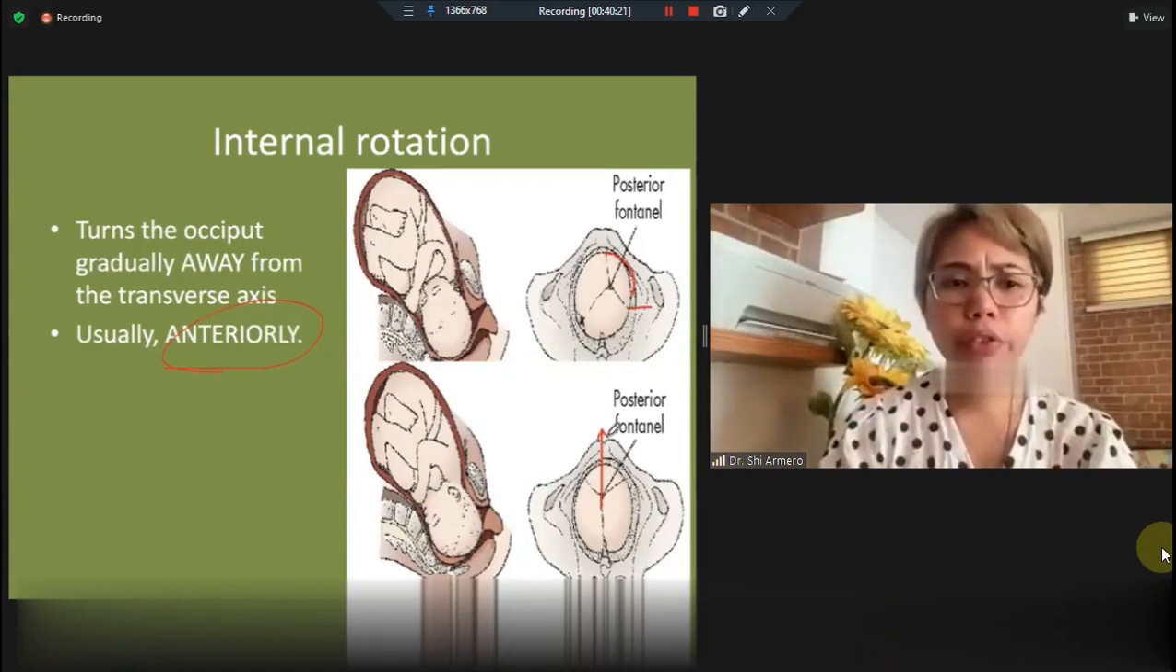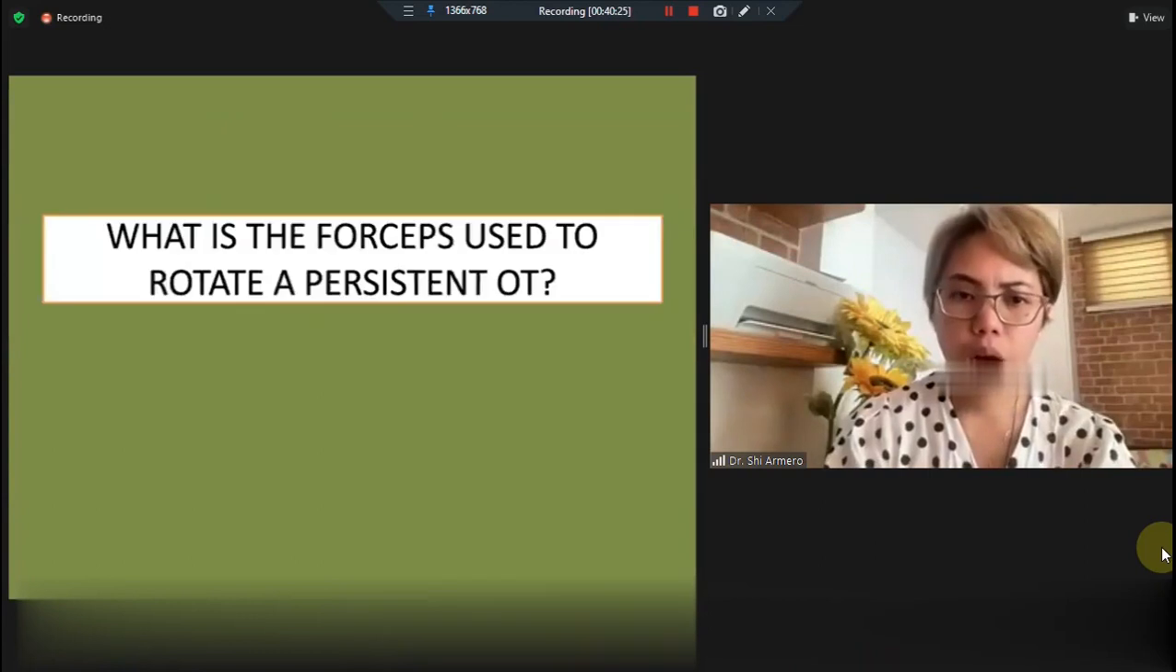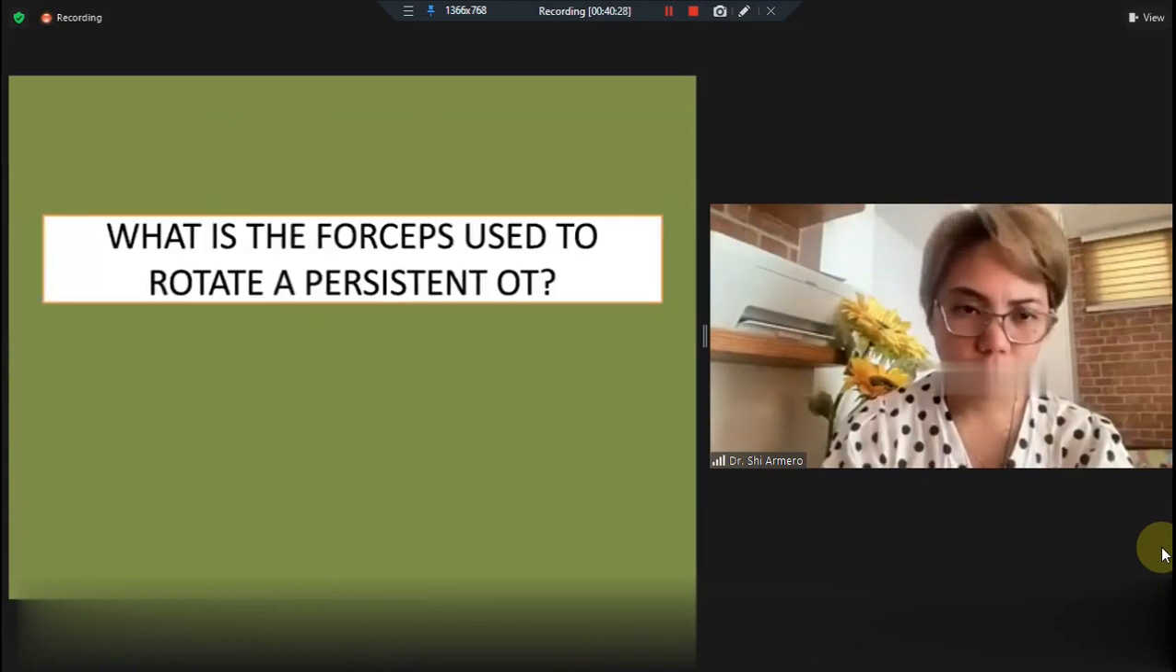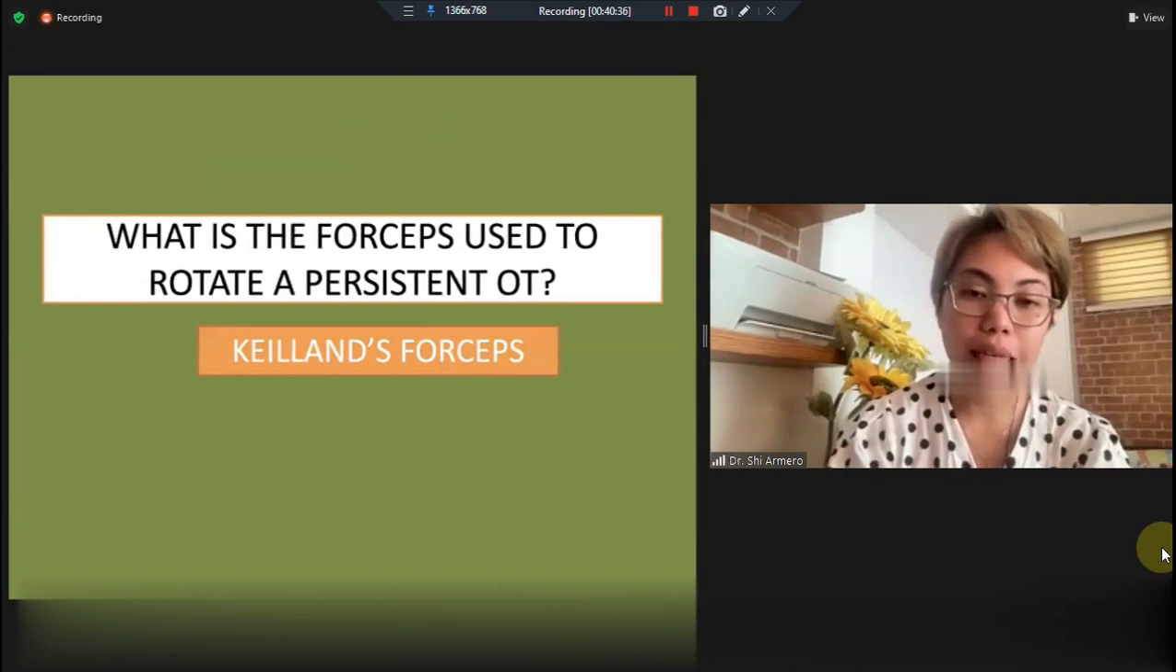Now, what if, doktora, ayaw niya mag-anterior? It remains occiput transverse, or yes, ayaw niyang mag-rotate. So we can help rotation using the Kielland's forceps.